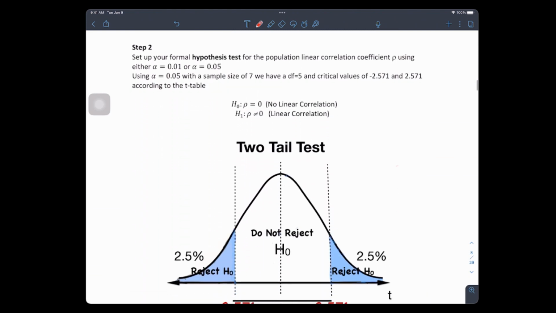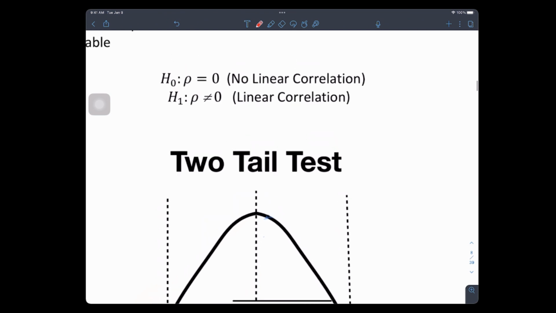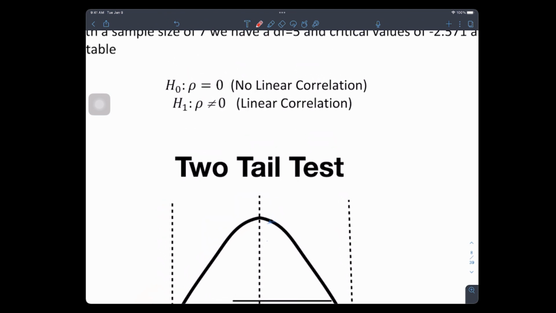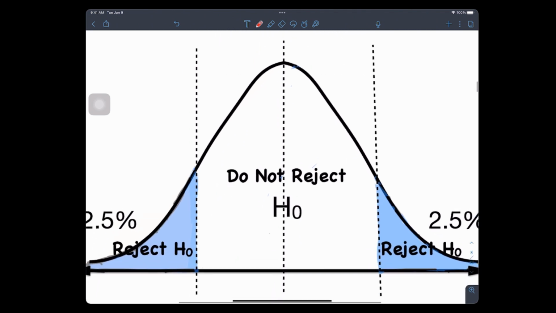Now, get out your template. What's the template? H naught is rho equals 0. There is no linear correlation. Okay. H1, rho is not 0. There is a linear correlation. So you set this up. This is a two-tailed test. We already went through that.